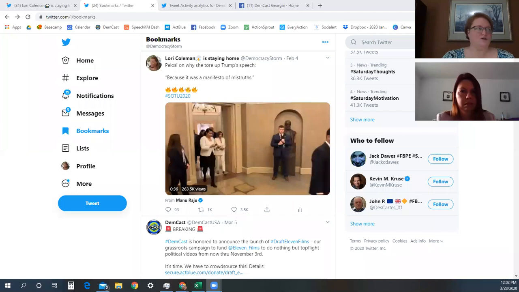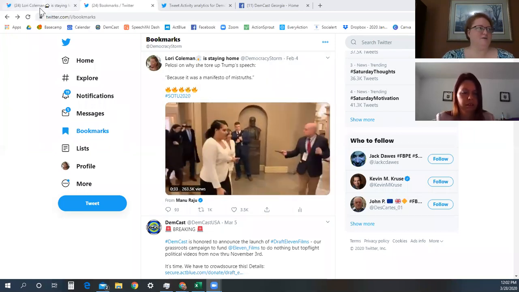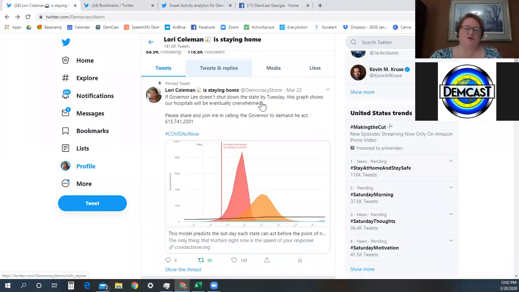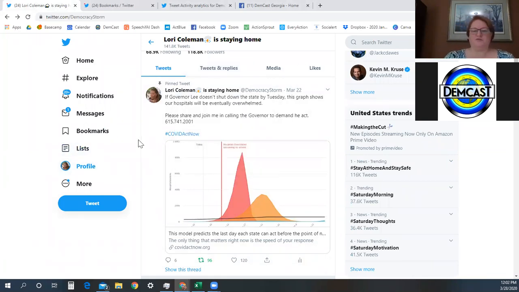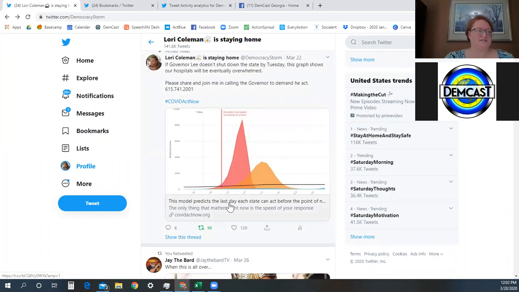So let's take a look at Twitter. I'm going to share my screen. All right. So when you're on Twitter, you can see I've just pulled up a couple of tweets of mine that you could look at. The first one here is a tweet with a call to action about the governor in Tennessee, because of course he has not closed down the state.